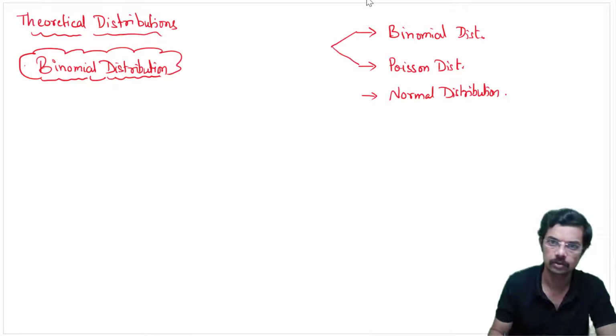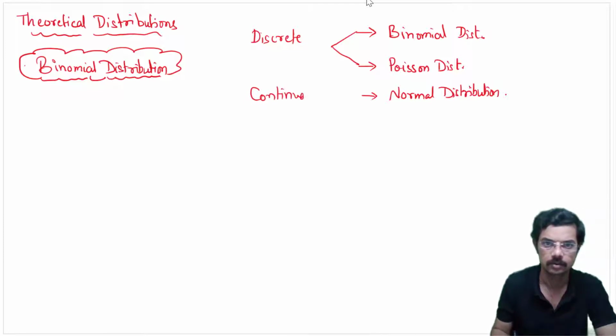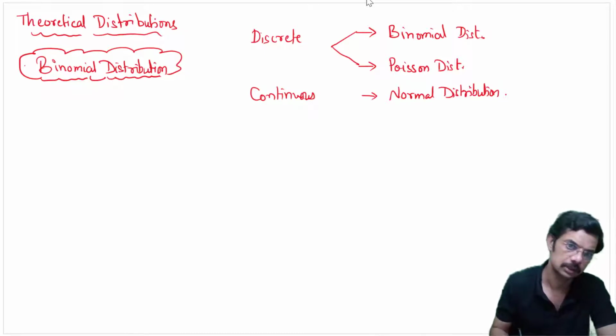These two are discrete probability distributions. These are discrete, and this one is a continuous probability distribution. Fine. Now in this class we shall be discussing binomial distribution.